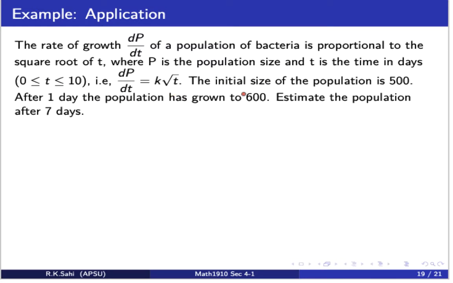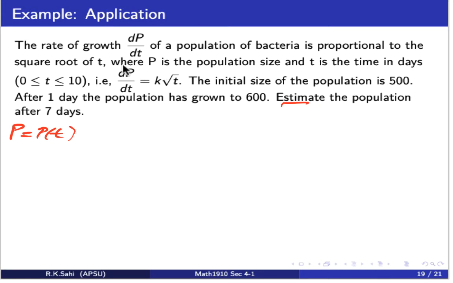We're also given that the initial size of the population is 500, and after 1 day, the population has grown to be 600. We'd like to estimate this population after 7 days. Things to keep in mind, when I say P is a population, this P, guys, is a function of time because this is related to a word problem. This is a population of bacteria which is changing over a period of time. So this P is a function of time.